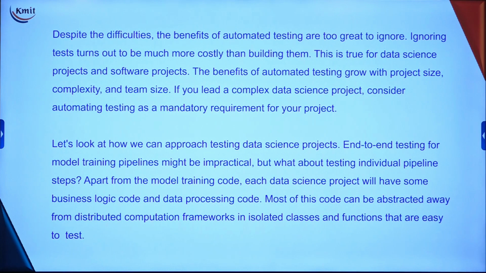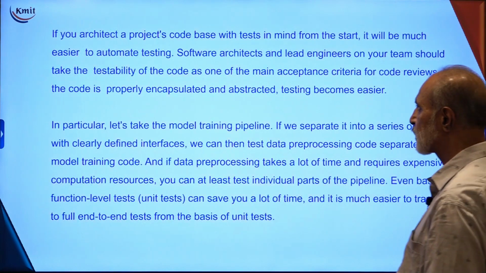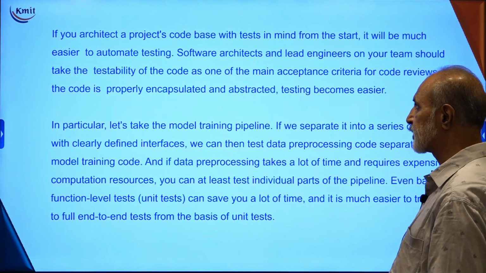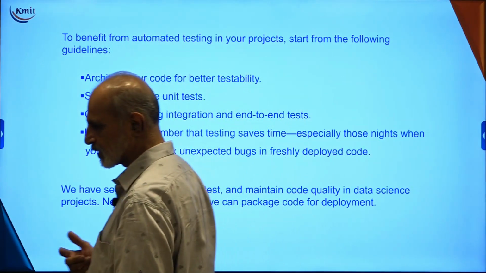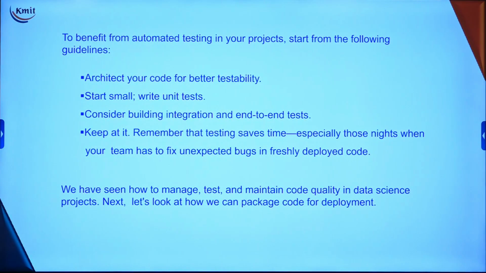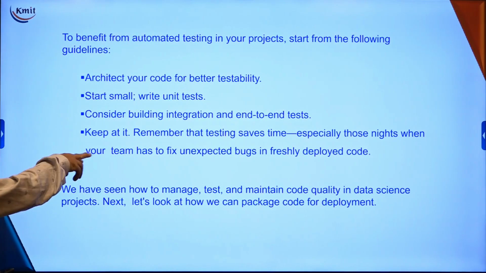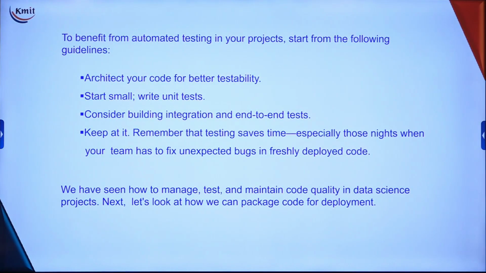So we can go for automated testing, and we have many tools available for it. The benefit of automated testing for our project will be to architect your code for better testability. Whenever test code is written and updated, it will be better for testability. Start small, write unit tests, and consider building integration and end-to-end tests. Remember that testing saves time, especially on those nights when your team has to fix unexpected bugs freshly deployed by the code. So these are very important points for software development and software testing, especially in data science.